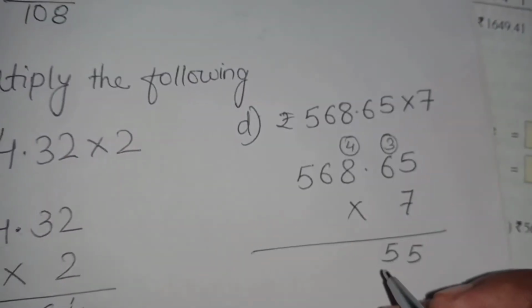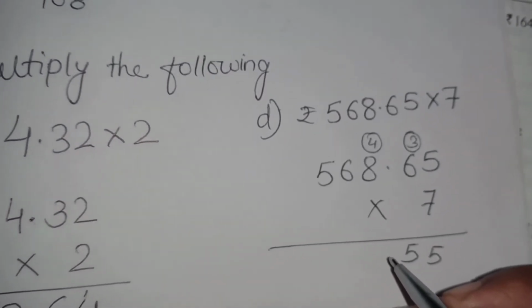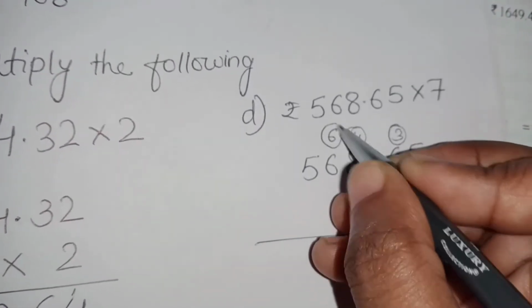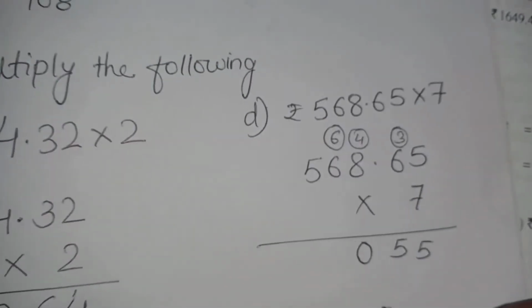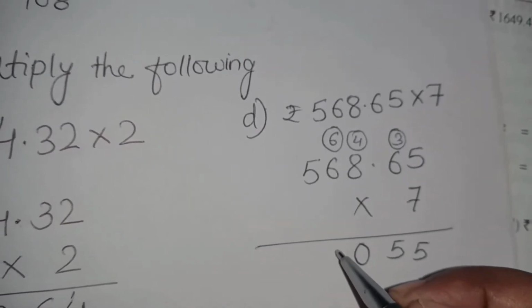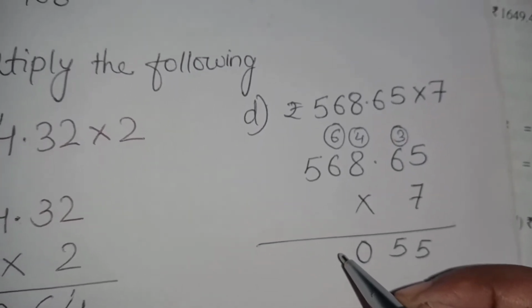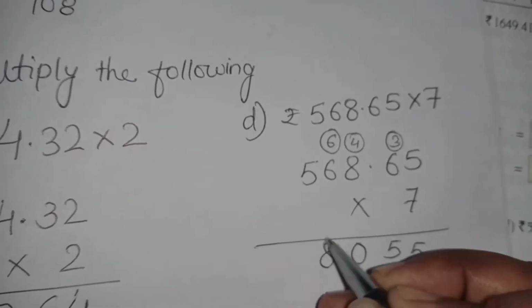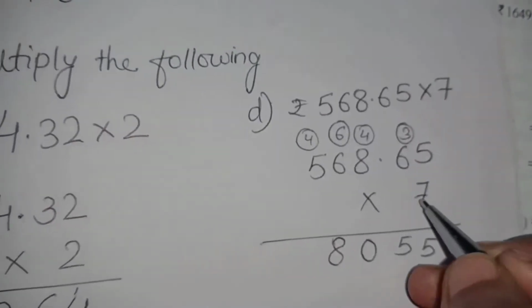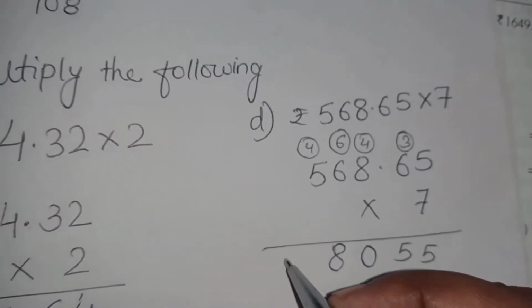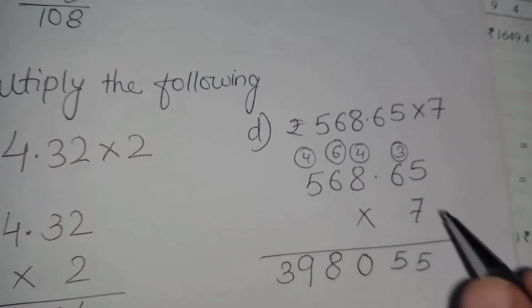56 plus 4 is how much? It is 60. Write here 0. 6 carry. 7 6s are 42. 42 plus 6 is how much? 48. So I will write here 8 and 4 I will carry. Now 7 5s are 35. 35 plus 4 is how much? 39. Now see the decimal.